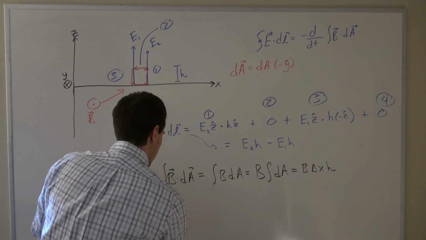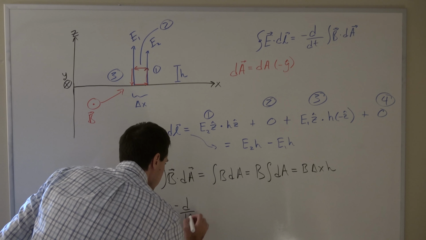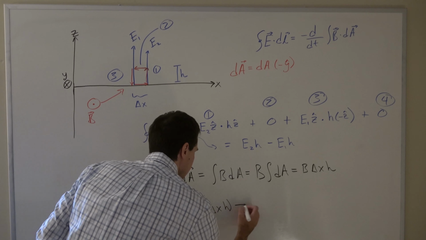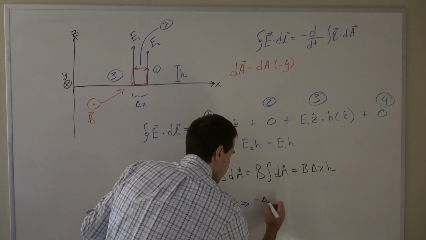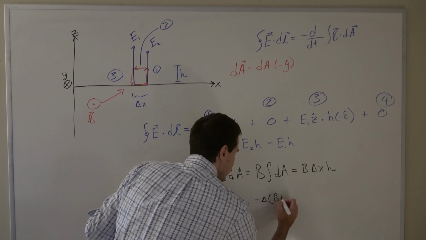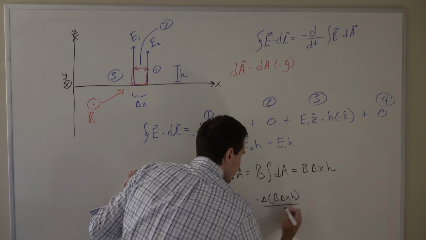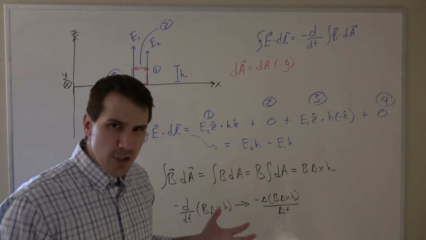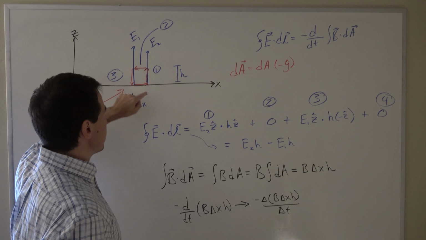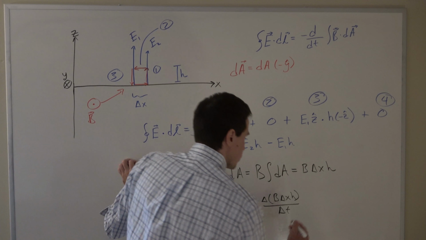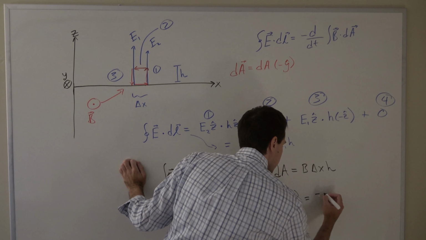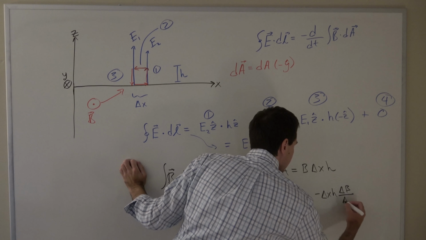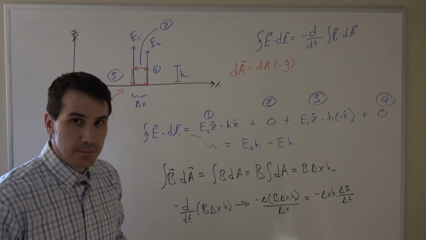Okay, so then we can let negative d/dt of B times delta x times h go to negative delta of B times delta x times h divided by delta t. But our delta x and our h aren't changing over time. That's just the sides of our square here. So we can set this equal to negative delta x multiplied by h multiplied by the change in the magnetic field per time.